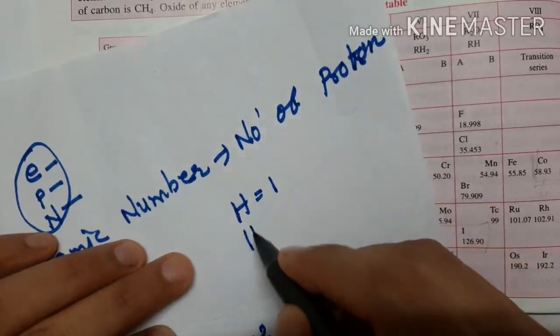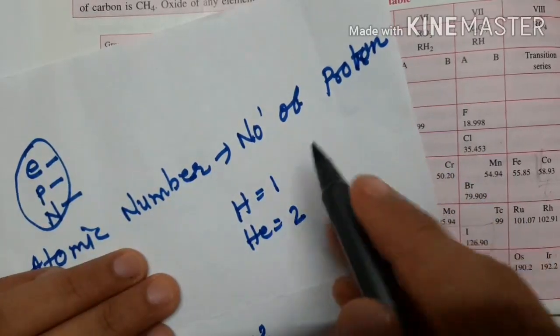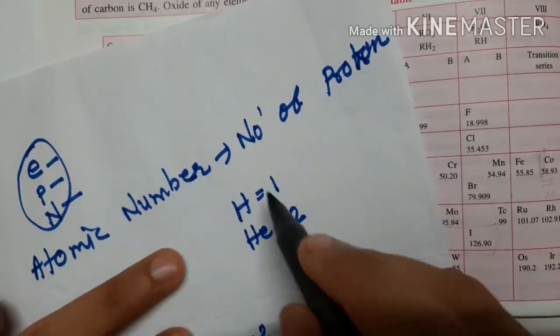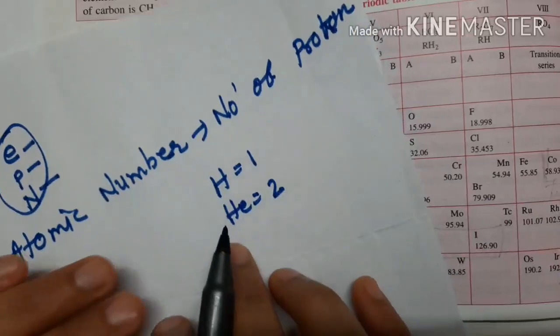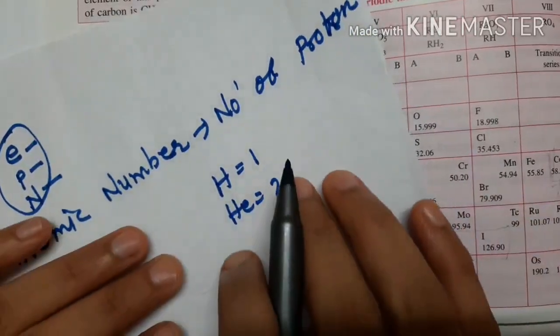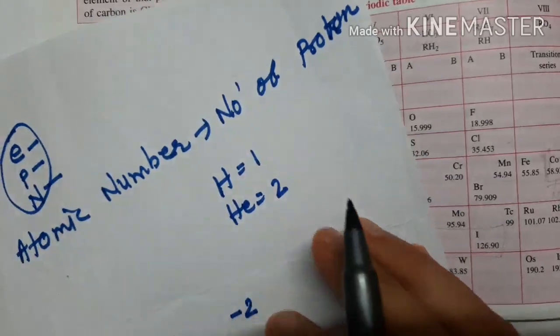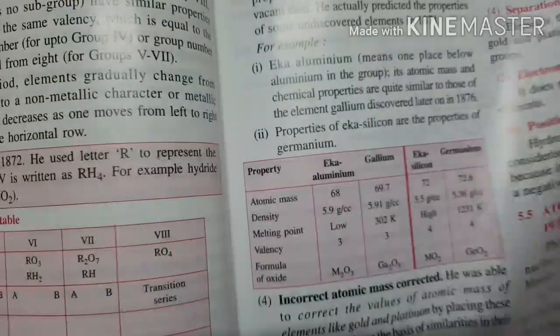Okay, helium has two protons, that's why its atomic number is 2. So after he discovered that all the elements have an atomic number, he arranged all the elements according to the atomic number. Okay, so what he told about the atomic number is given on page number 82.